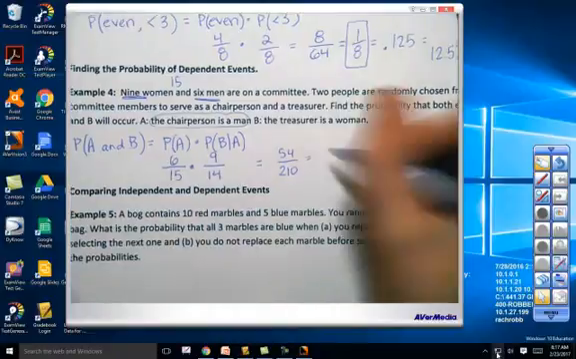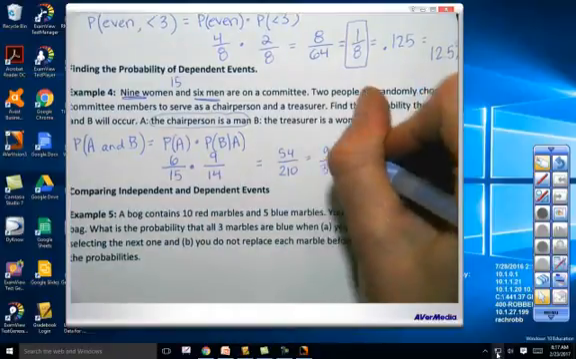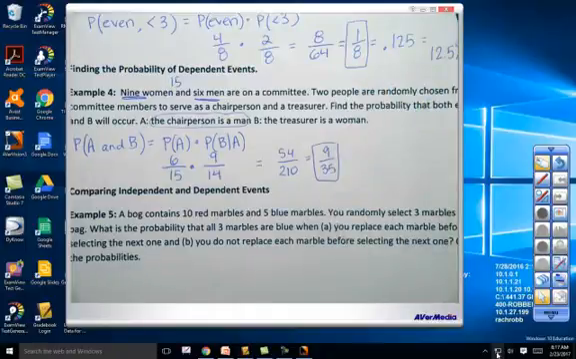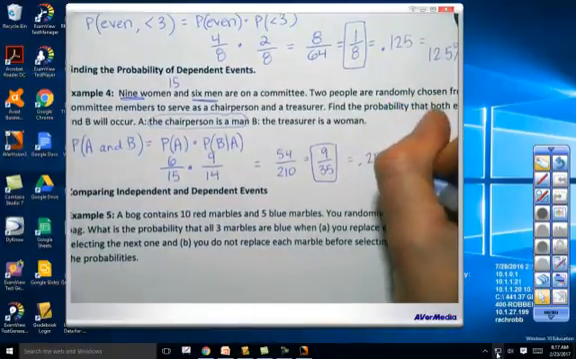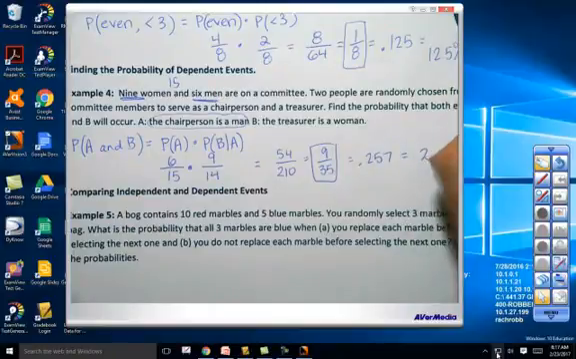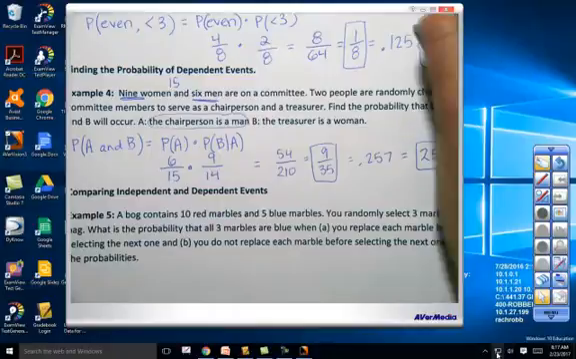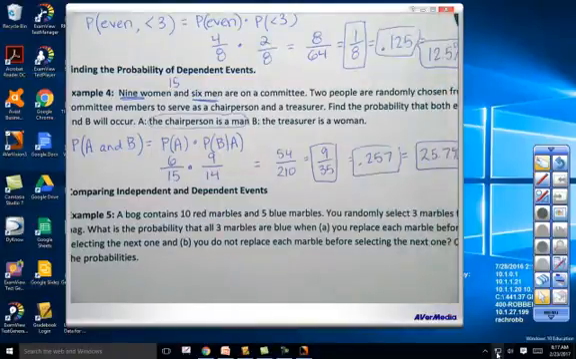which is 9/35. Or 0.25, did I do that right? 0.257. Or if you like percents, about 25.7%. Any of these answers is fine.